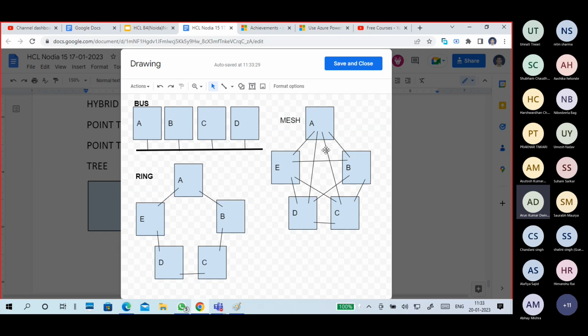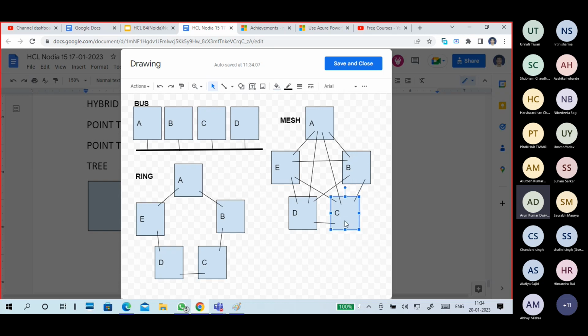What is it? Highly redundant. Think like this. If this cable is down, no problem. Only B to C direct communication is stopped. B to C communication stops, but the remaining communication is available.